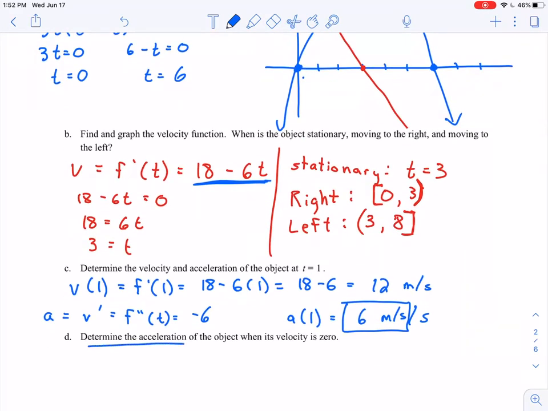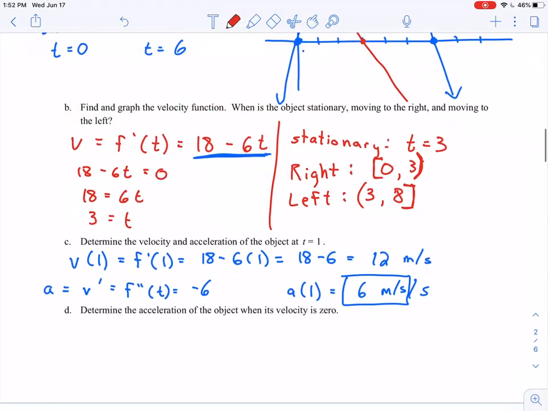Part D says determine the acceleration of the object when the velocity is 0. So we actually found where the velocity is equal to 0. The velocity was 0, so v equals 0. That was 18 minus 6t equals 0. We solved that equation up here. That was this guy. So we can just jump straight to at t equals 3.